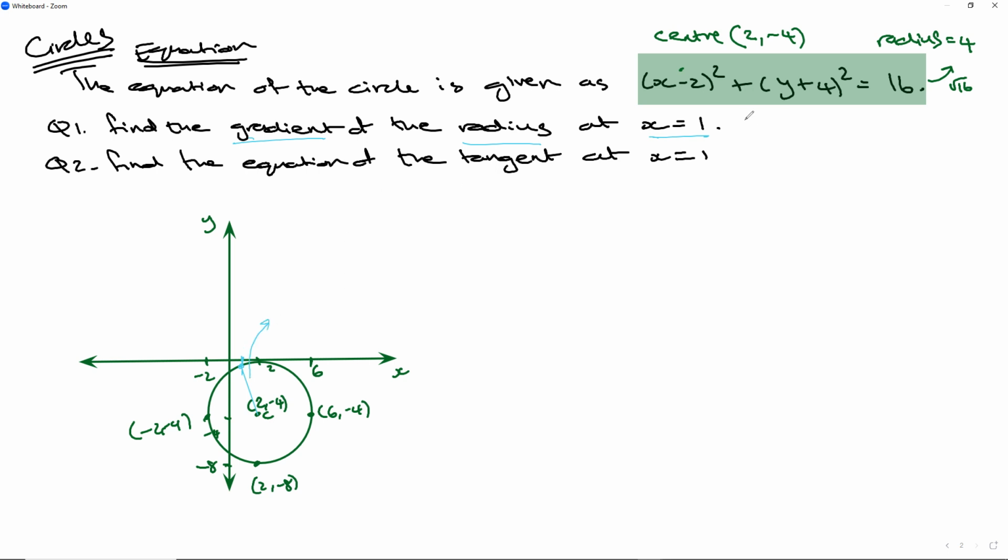Now remember, the gradient formula is given by y2 minus y1 over x2 minus x1, and you need 2 points. I've got the center C, which is 2 and negative 4. I've got the x value, which is 1. How do I get the y value? To get the y value, all I have to do is substitute it back into the formula. So question 1, I'm going to sub x equals 1 into the original formula.